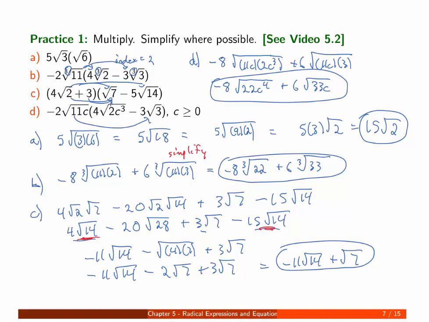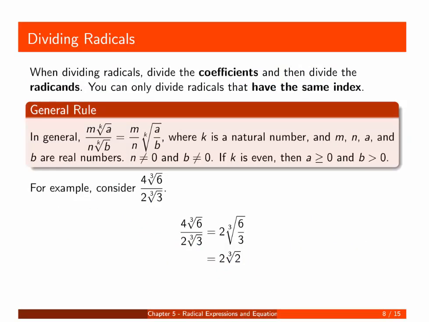Okay, so that's basically half the video, half the name of the game. That's multiplication. Now let's move to division. Division is pretty much the same thing. You need the same index. Okay, so basically in this case you're going to divide the coefficients first. So you can see that 4 divided by 2 would be 2. That's why we get that over there.